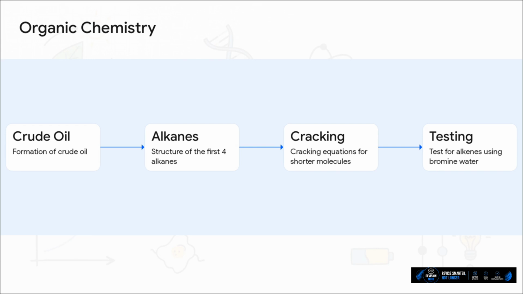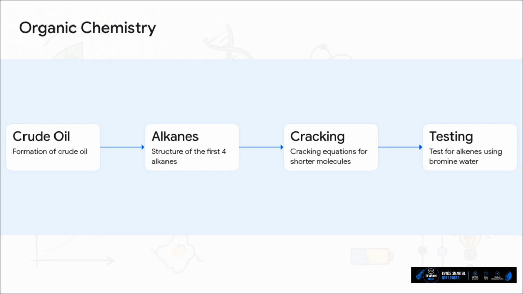The trick here is remembering that as those carbon chains get longer, they get way more viscous, so thicker, and a lot less flammable. But we actually need shorter, more useful molecules, right? That's where cracking equations come in. We literally break them apart step by step to make shorter alkanes and alkenes.